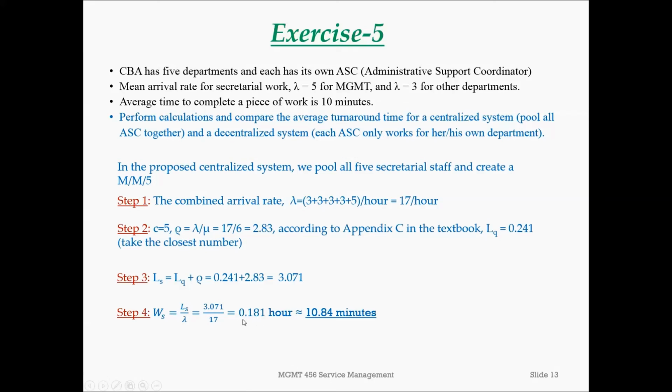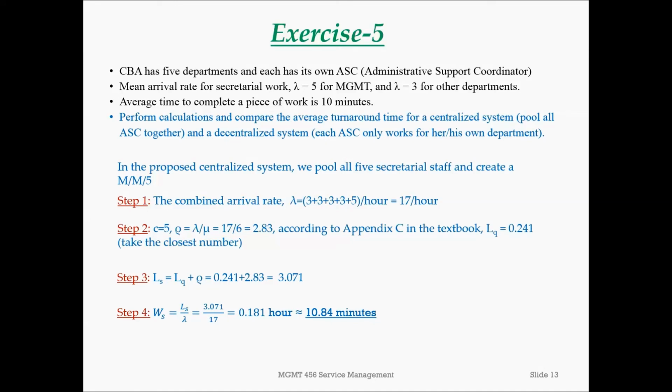Again, how do we interpret this number? 0.181, because lambda 17 is 17 per hour. So lambda is a per hour rate. That's why we should interpret this number as 0.181 hour. Of course, you can convert this number to minutes. How do you convert? You multiply this number by 60, and you get 10.84 minutes. So for a centralized system, the average turnaround time is 10.84 minutes.